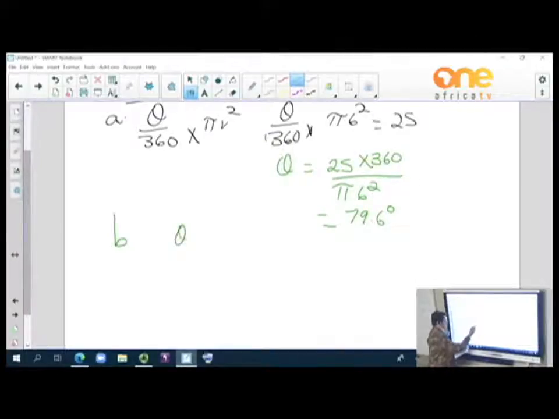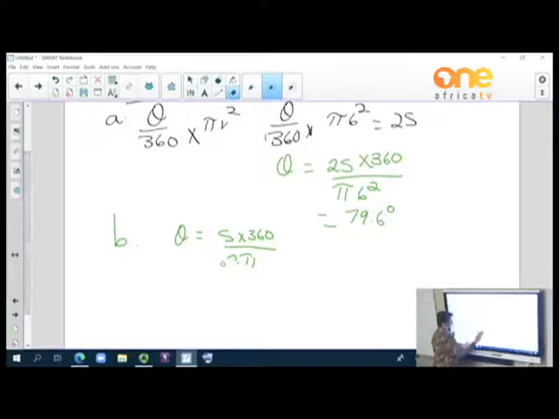So we can say theta is equal to, Armand, the area of the sector is 5. You multiply by 360, divide by 2 pi, and the radius, no, why do I keep on doing that? Pi 2 squared. What is your answer? 143.2 degrees. Okay, now we're at question 2.